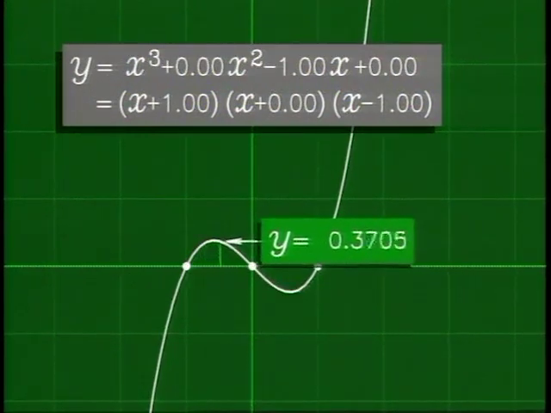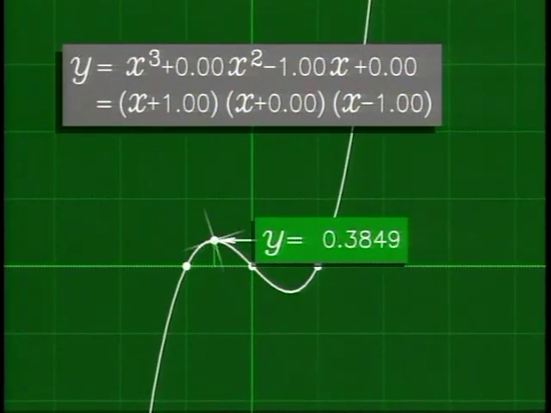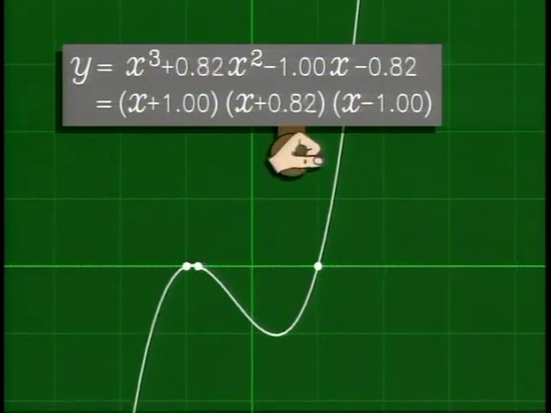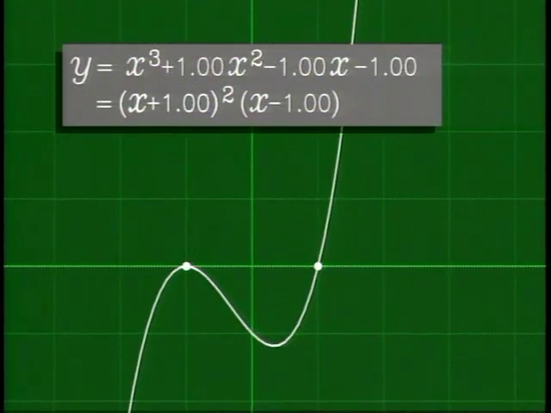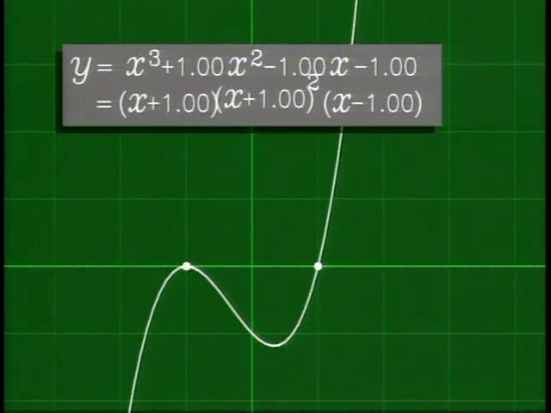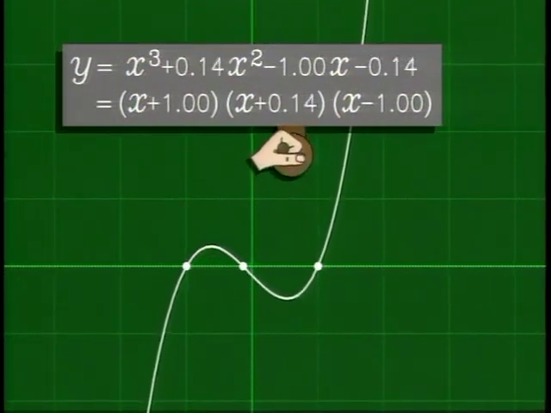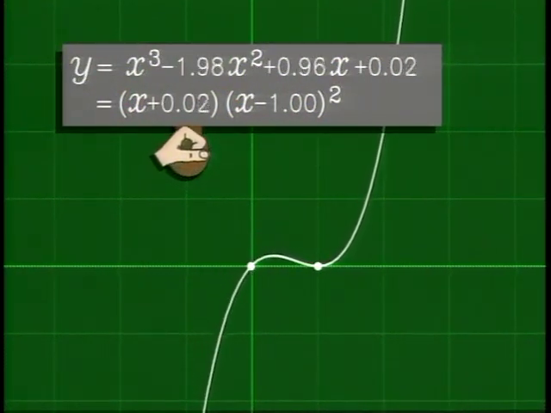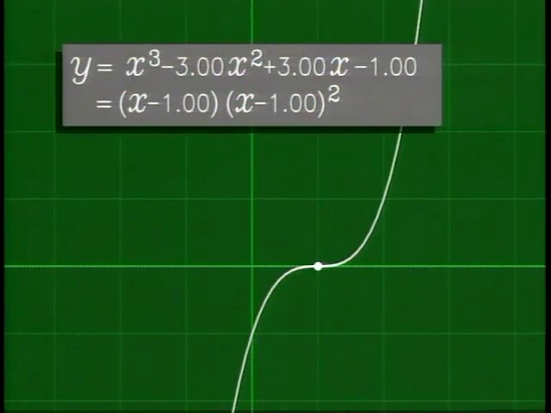Somewhere between the left two zeros, the curve has a turning point or a peak called a local maximum. And there is another turning point or a valley between the right two zeros called a local minimum. Now let's see what happens when these two zeros are made to coincide. Or when these two coincide. A more dramatic change takes place when all three zeros coincide. The peak and valley come together at a point of inflection.